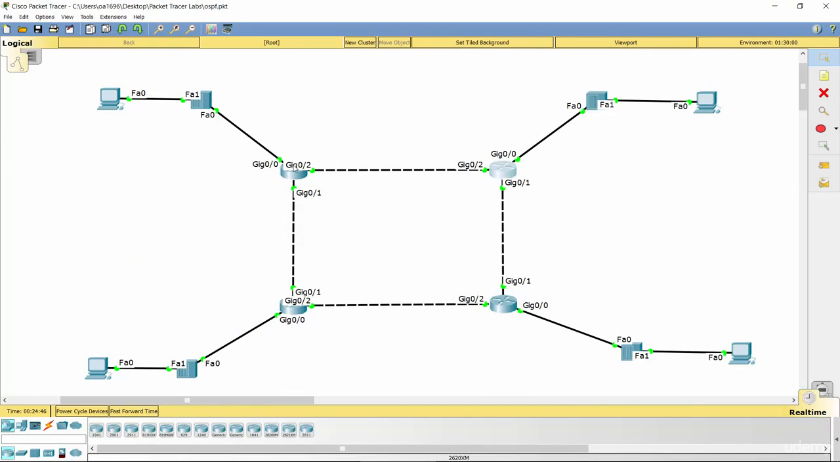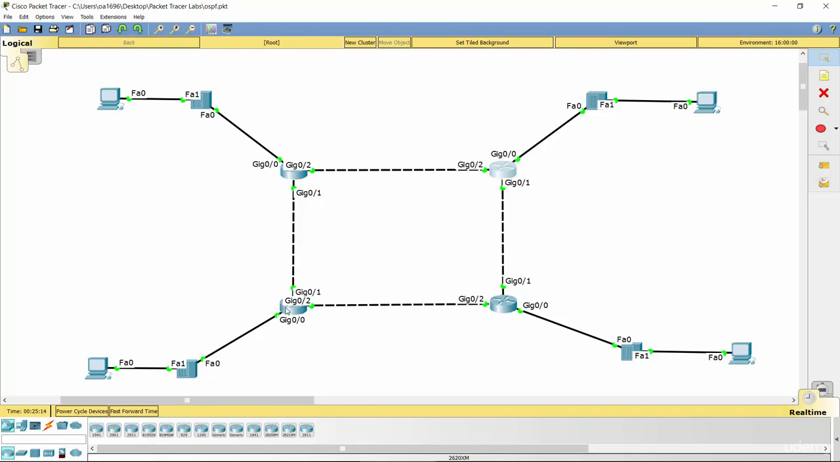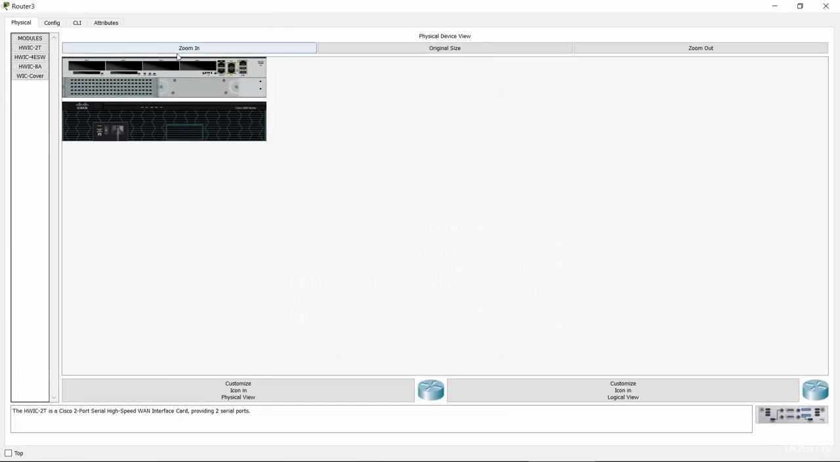Let's see what happened now. I configured OSPF for this router and for this router. I didn't configure OSPF yet for router 3 and 4, but as soon as I configured the network statement for the link between router 1 and router 2, they became OSPF adjacent. Alright, now let's take a look at the third router.